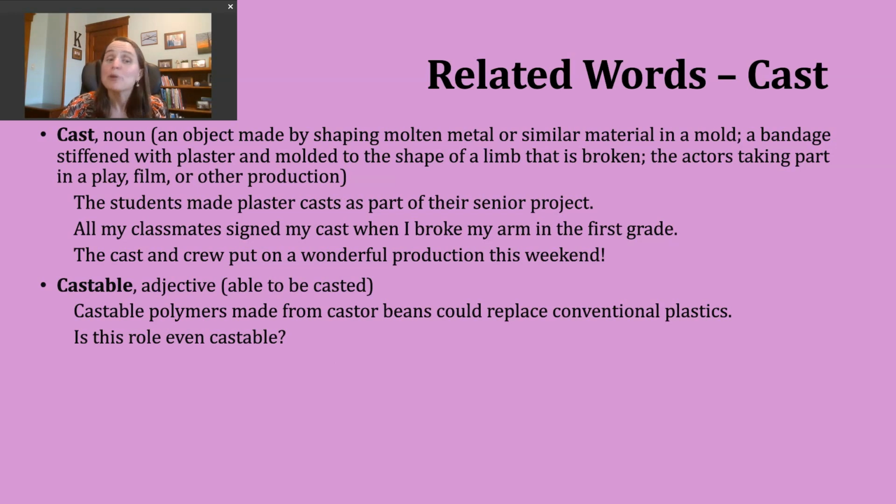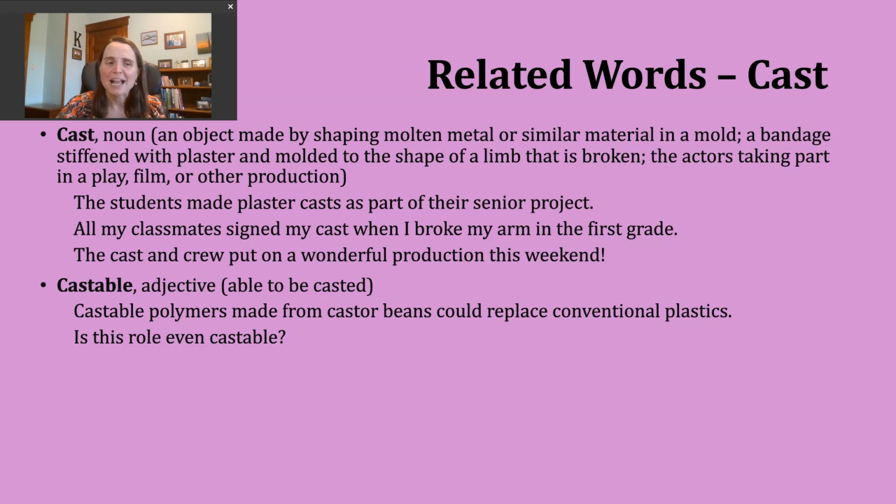Another related word you might encounter is castable, right? This is an adjective, common pattern in English to see that able ending, so able to be casted. An example, or actually I have two examples of how we can connect this back to our verb. So: castable polymers made from castor beans could replace conventional plastics. So here the castable is describing a type of material that could be shaped in a mold, right? It's going back to that definition.